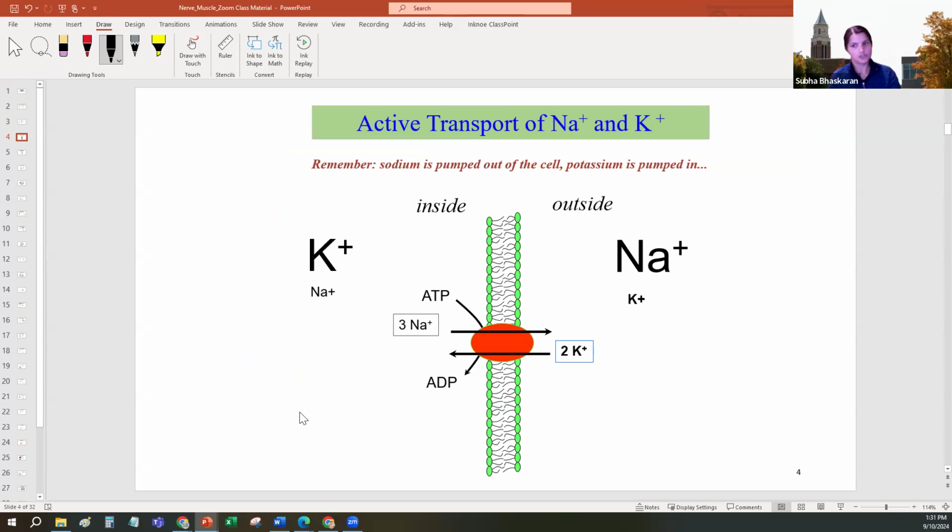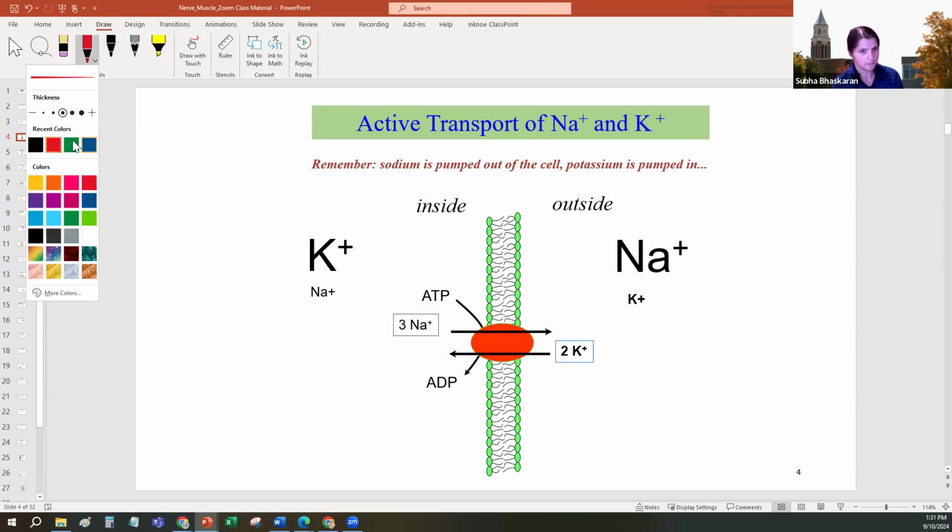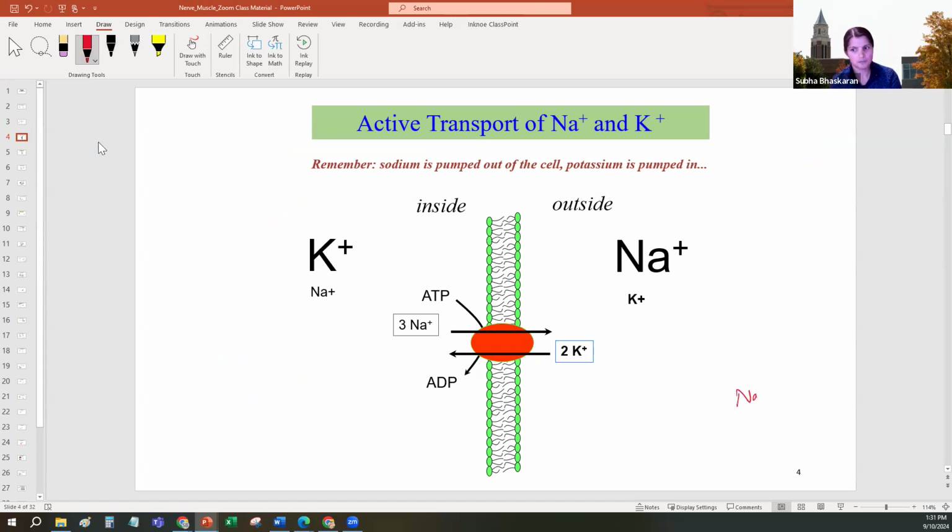So, active transport of sodium and potassium. Again, I'm just jumping into this sodium potassium ATPase pump. How many of you are familiar with this? So what does the sodium potassium ATPase pump do? They are part of active transport. So the Na plus tries to go from outside to inside, because of the chemical gradient, yes or no, right? Na plus is high outside and low inside.